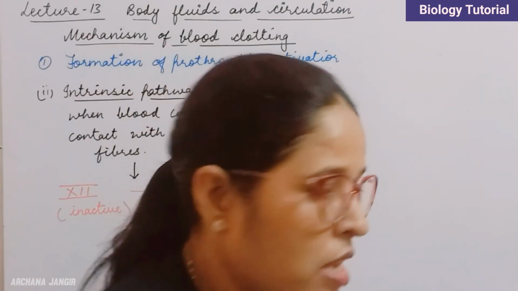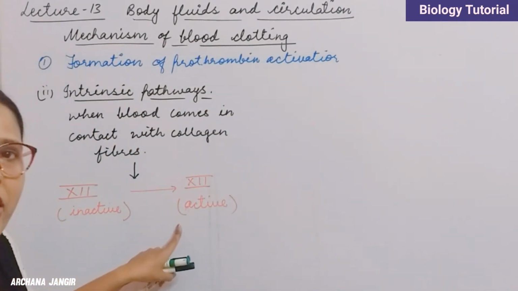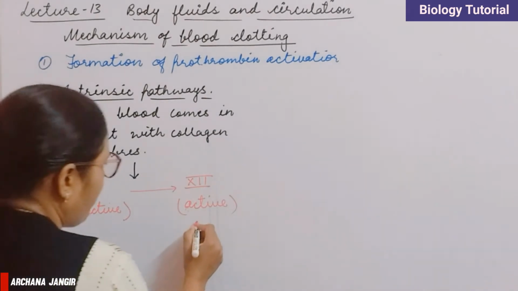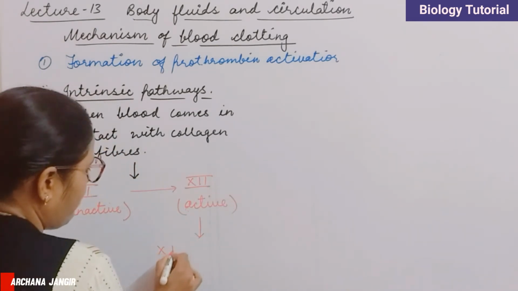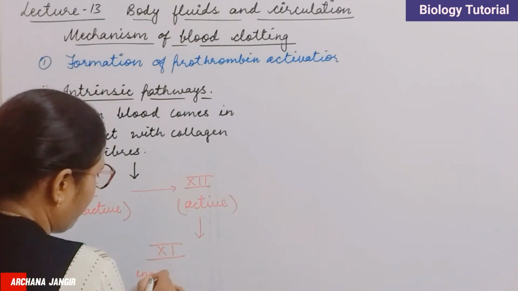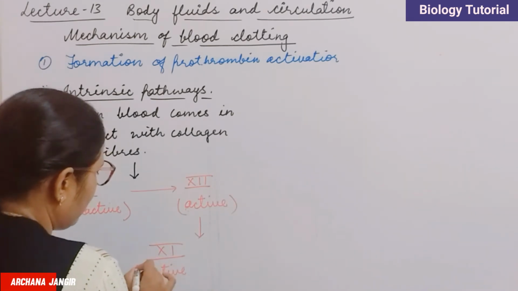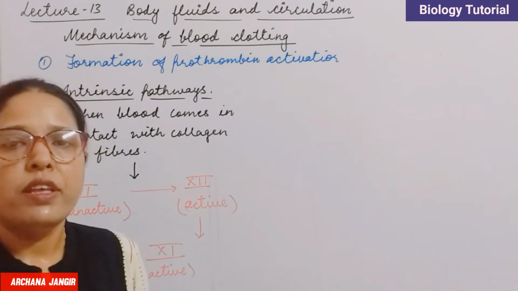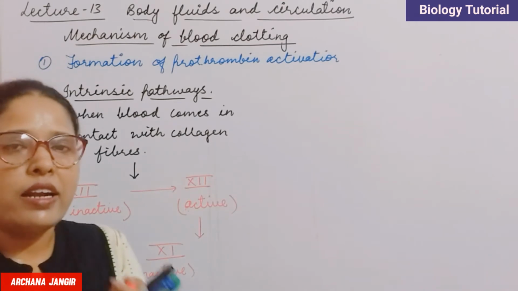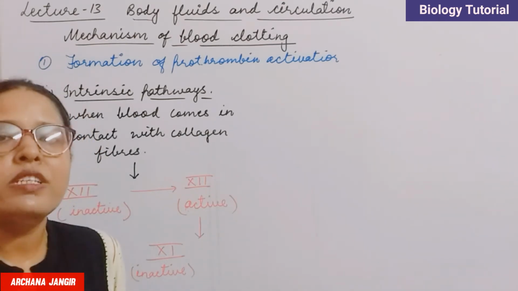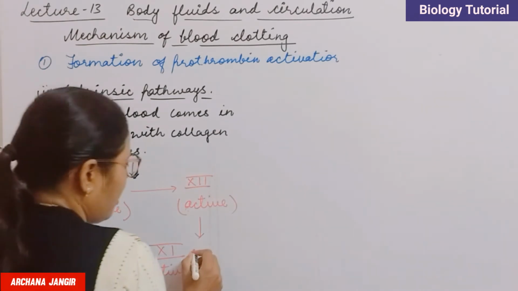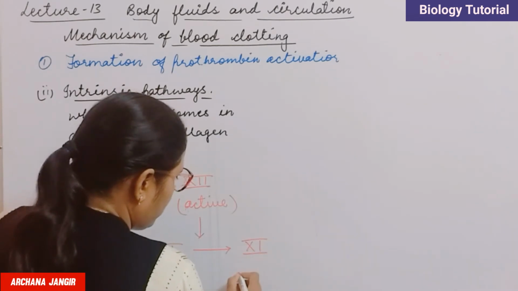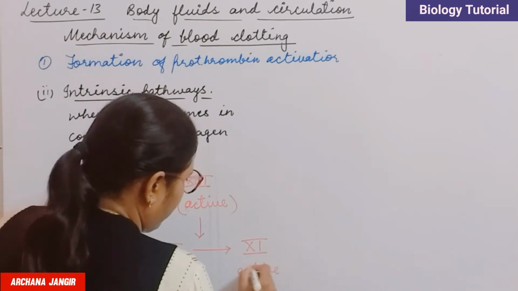Now what will happen? This activated factor 12 activates the factor 11. Clear? This is the inactive factor. We know that all the factors responsible for blood clotting are present in the inactivated form in the blood. Clear? And they are activated only when the tissue is getting damaged. So here this 11th factor is getting activated and it forms active 11.